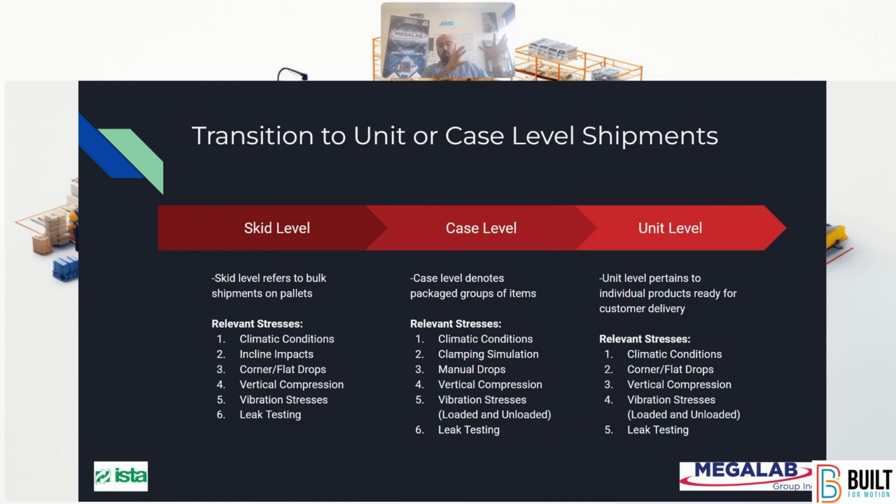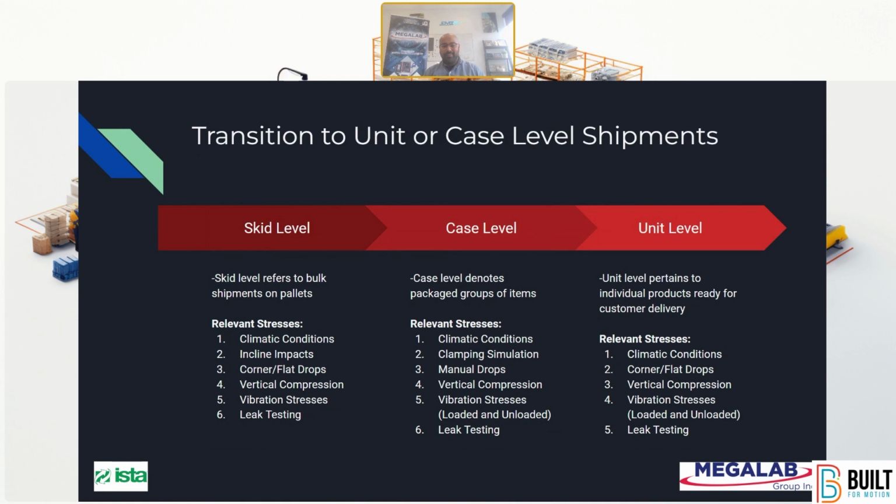So once the skid reaches your distribution warehouse, it's generally either kept at a skid level or transferred to a case level. Now, assuming the case environment, the key stresses that can be placed on a case are very similar to a skid, but the differentiation being that a case can also be clamped. So more often than not, either side clamping or sideways vertical clamping is also a stressor. The additional stressor that's placed on boxes, both at the unit and case level, unit being the product ready for delivery, is that they're handled by hand.